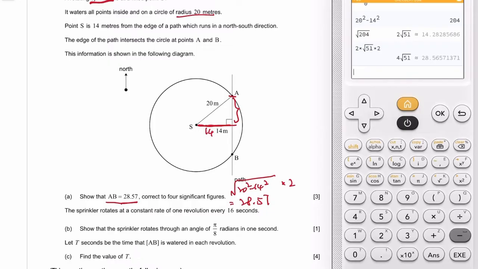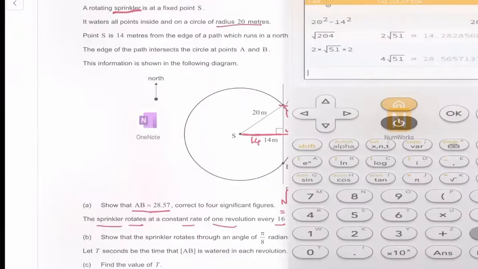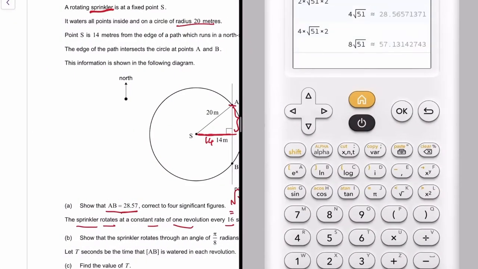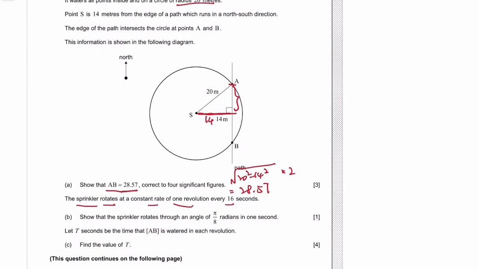And then the sprinkler rotates at a rate of 1 revolution every 16 seconds. That means the period is 16. Show that the thing rotates pi over 8 radian in 1 second.